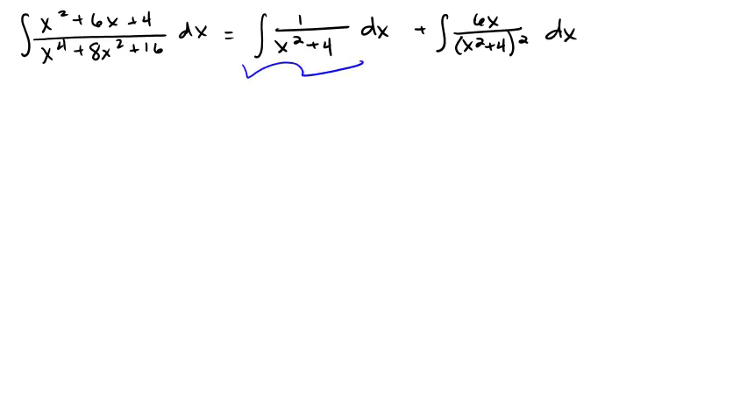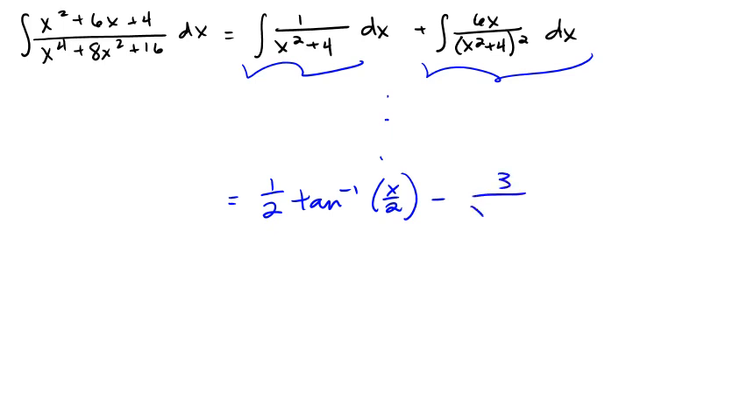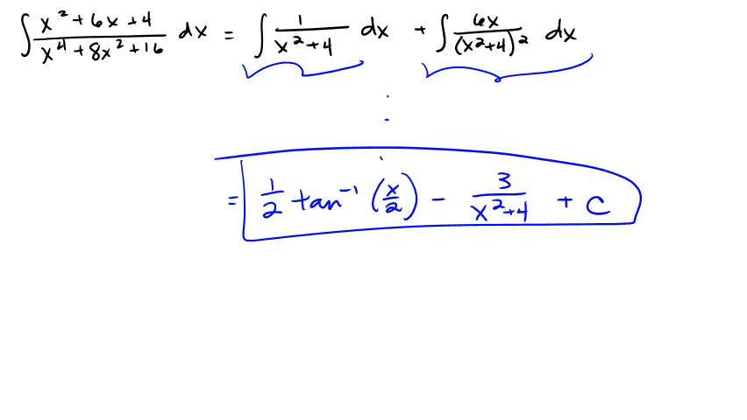You will integrate both of these, and for the sake of time, I think you should do it on your own. You should end up with a final answer of 1/2 times tan inverse of x over 2 minus 3 over x squared plus 4 plus the constant of integration. And that's the final answer.